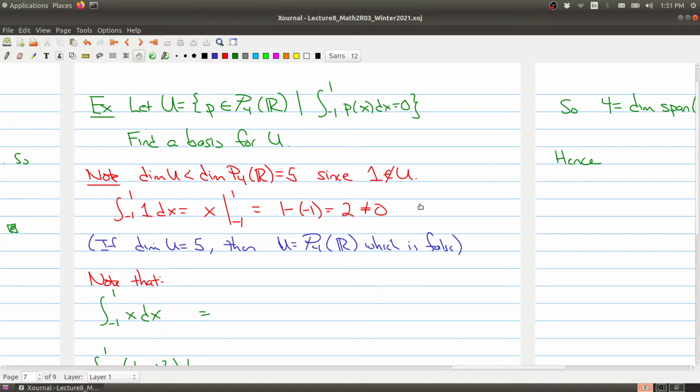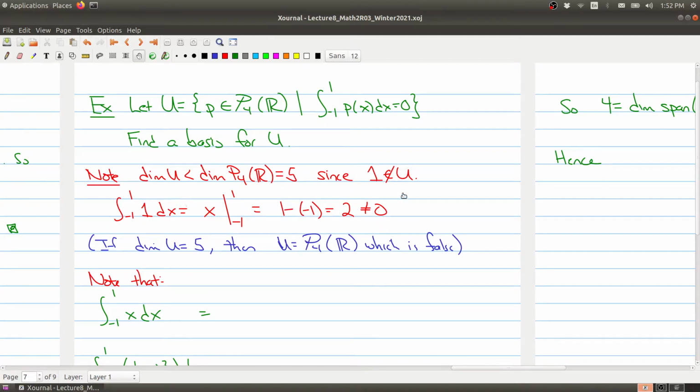Well, the first thing you want to notice is that the dimension of U is not equal to the dimension of the whole space. P4(R) is all the polynomials of degree 4 or less, and that's a 5-dimensional space. And we notice there's at least one thing that's not in U: the polynomial 1 is not in U. Why is that? Here's some basic first-year calculus. If I integrate 1 from -1 to 1, I get x evaluated from -1 to 1, and I plug it in and I get 2, which is not 0.